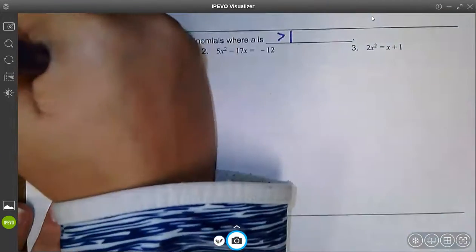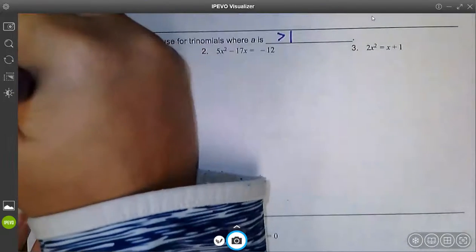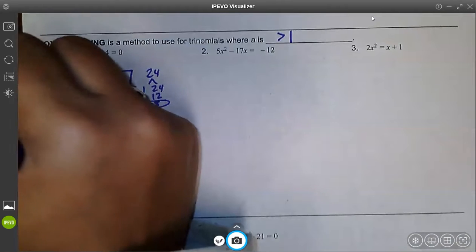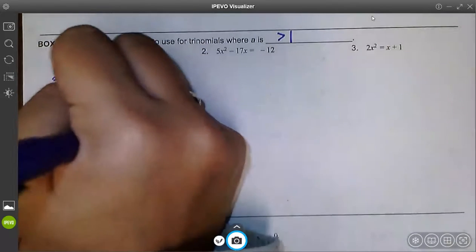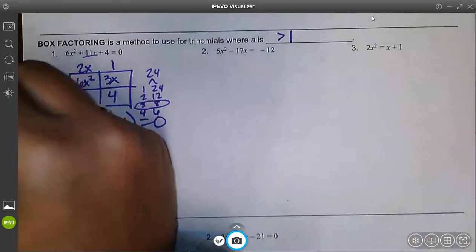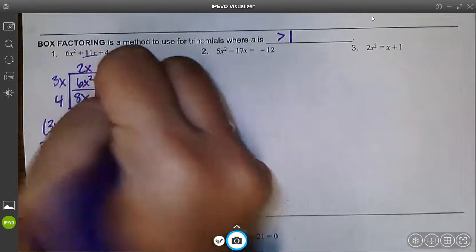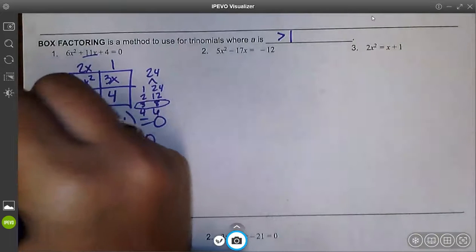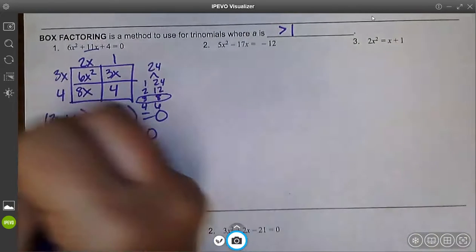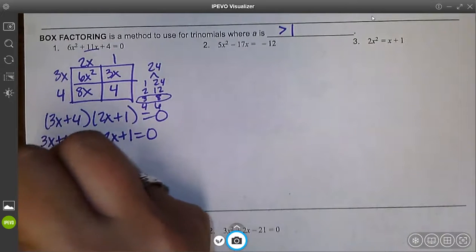Pulling out my GCF, I have 2x here and 1 there. This way, I have 3x and 4. So I have 3x plus 4 and 2x plus 1. Now I'm going to set each of those equal to 0 separately and solve. Subtract 4. Divide both sides by 3. X equals negative 4/3.